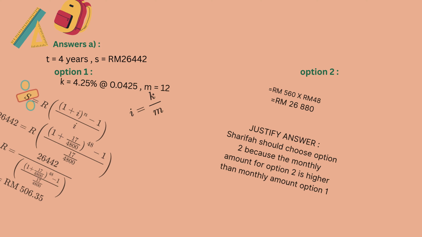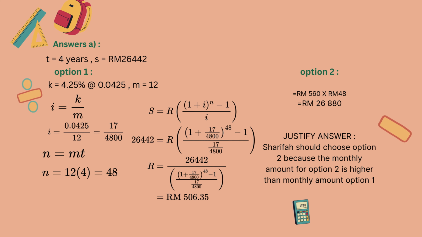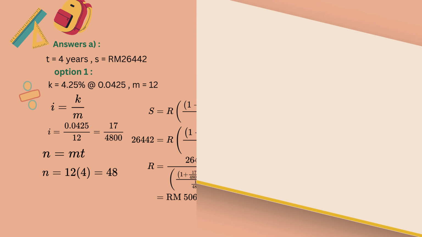So for option 2, we calculate 560 times 48, equal to 26,880. So we justify the answer for both options. Sharifah should choose option 2 because the total amount for option 2 is higher than the amount for option 1.